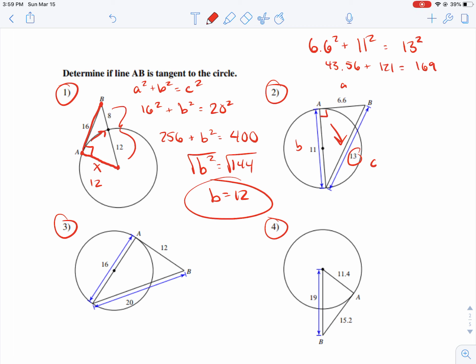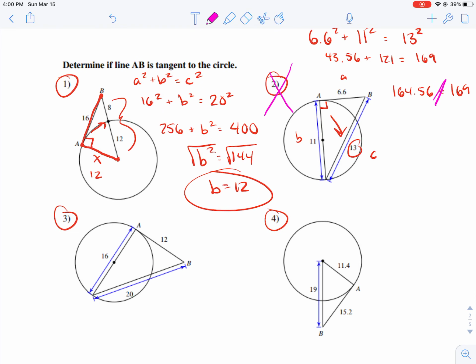So I go 43.56 plus 121. That equals 164.56, which does not equal 169. All right, so therefore, this one is not tangent to the circle. And so that's what you're going to want to do for these three.